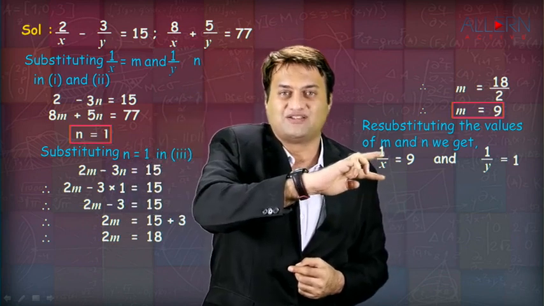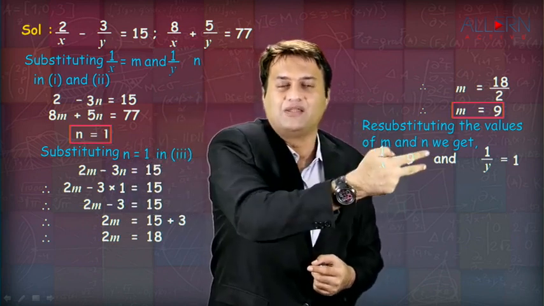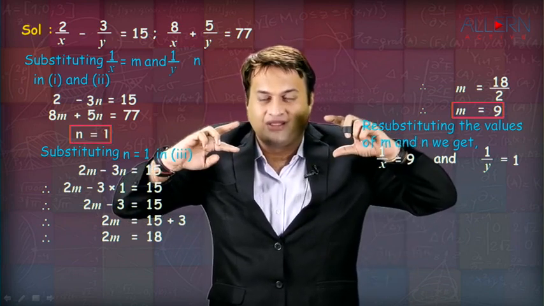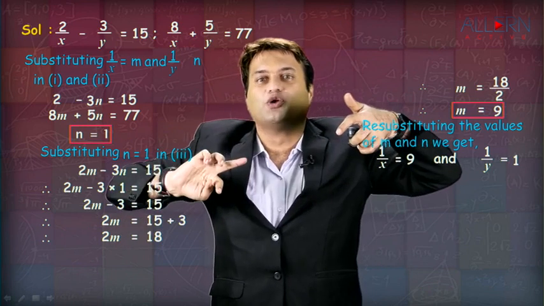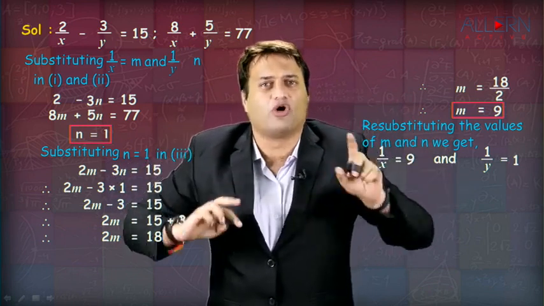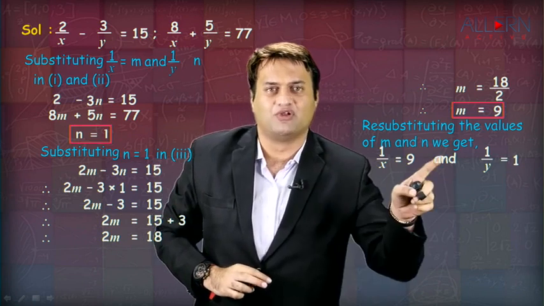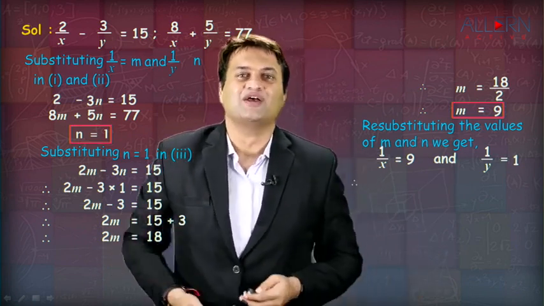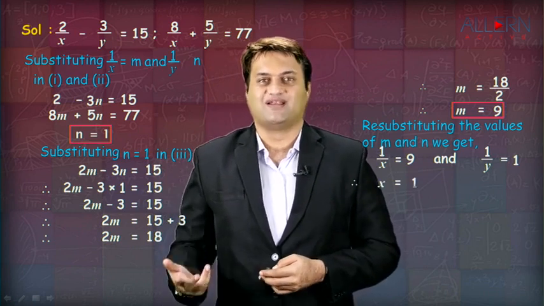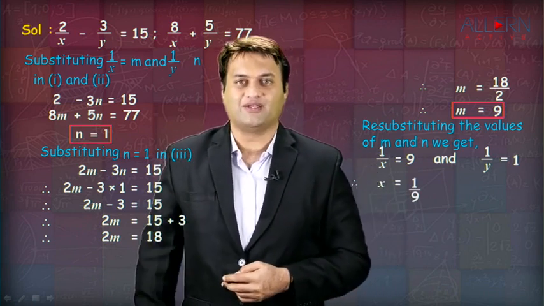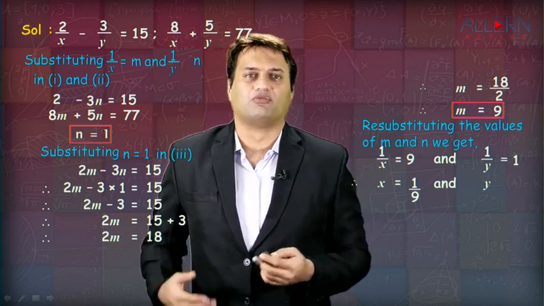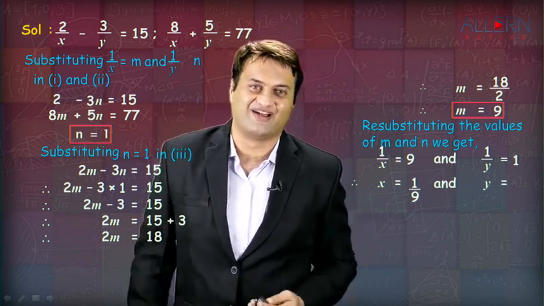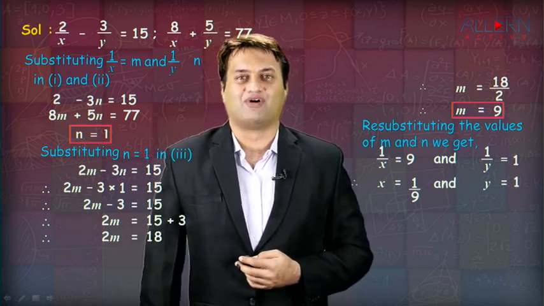So 1 upon x becomes x and 9 becomes 1 upon 9. So if 1 upon x is equal to 9, x will be equal to 1 upon 9, reciprocal, or you can also cross multiply. X will go up, 9 will come down. So x is equal to 1 upon 9, right? And if 1 upon y is equal to 1, y is also equal to 1 because 1 reciprocal is 1, right? So x is 1 upon 9, y is 1.